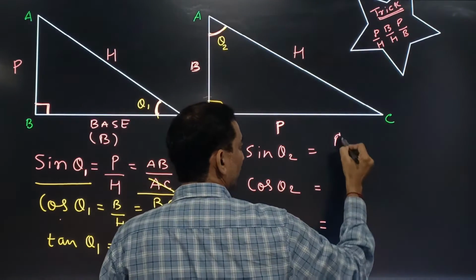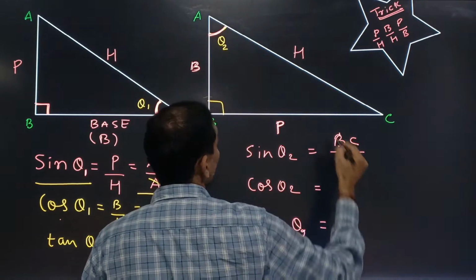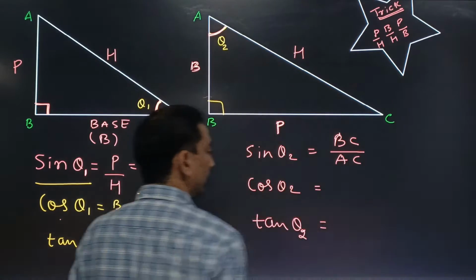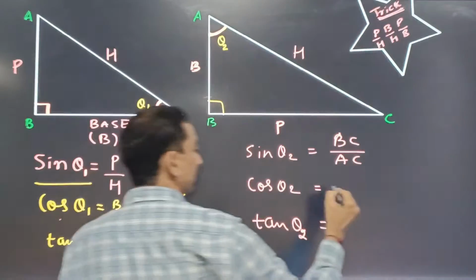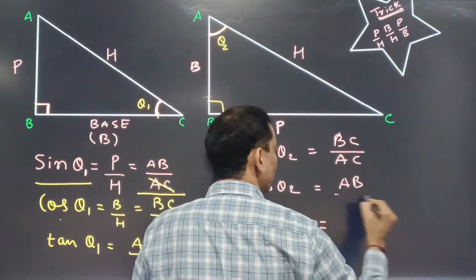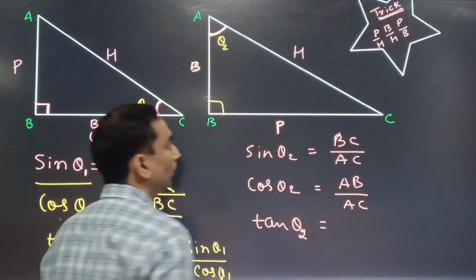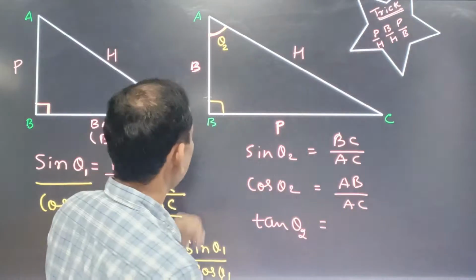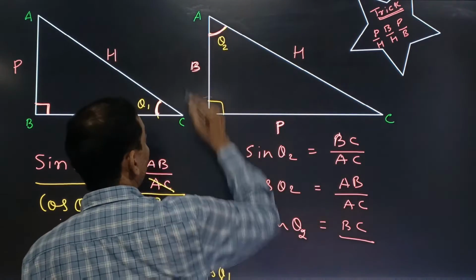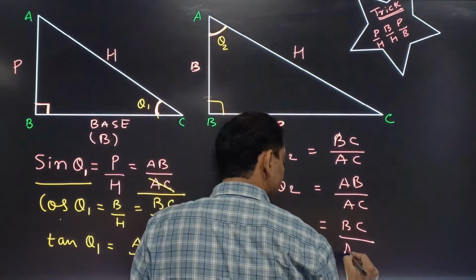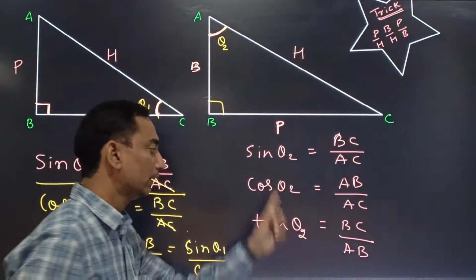So that is equal to BC upon hypotenuse, which is AC, correct? Cos theta 2 is base upon hypotenuse. So the base is AB upon hypotenuse, which is again AC. Now perpendicular upon base: perpendicular is BC upon base, that is AB, is the tan theta 2.